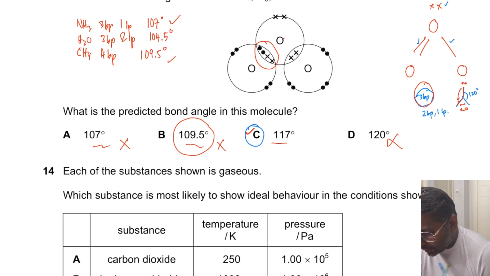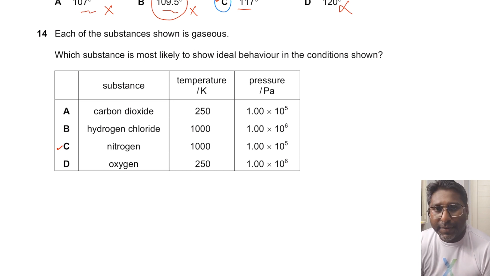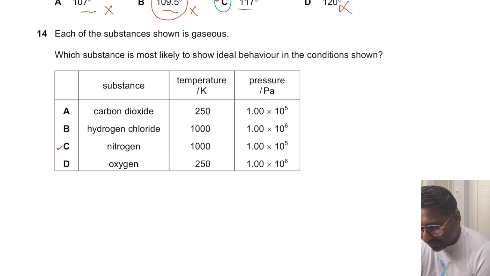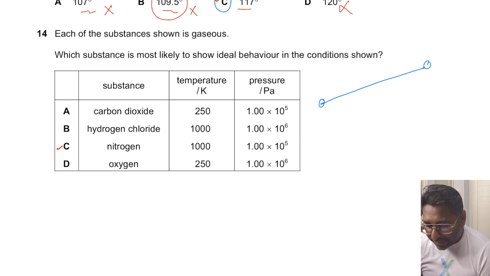Now question 14. Each of the substances shown is a gas, which one is most likely to show ideal behavior? If you want something to show ideal behavior, the molecules must be far away from each other, so that the distance is large compared to the radius, the volume of the molecule itself is negligible, and also there is no intermolecular bonding between them, because of the distance. So how do we achieve that?